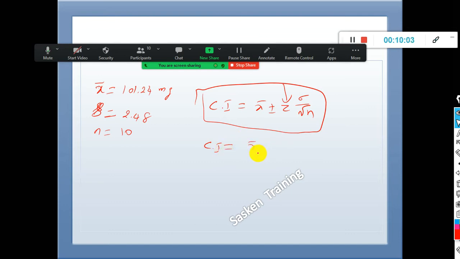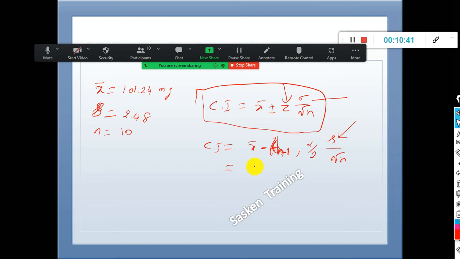Here it is x bar minus t with n minus 1 degrees of freedom, comma alpha divided by 2, into s divided by square root of n. Because we do not know the population standard deviation, we are using the sample standard deviation. The rest is the same, square root of n. Alpha divided by 2 is what you use with z, but here we use the t distribution.